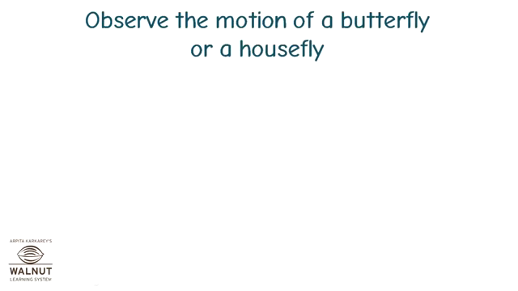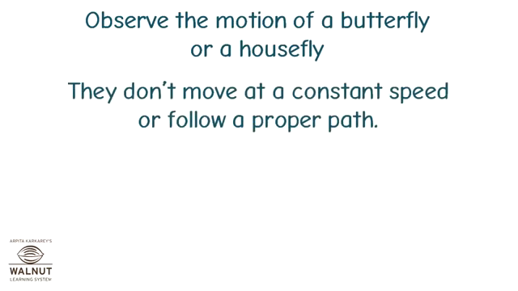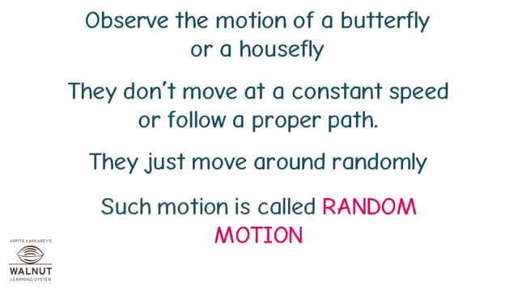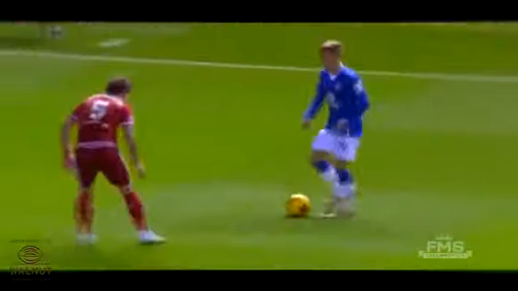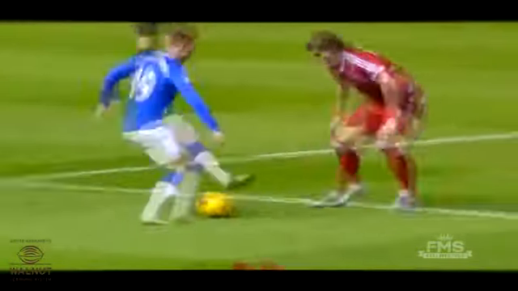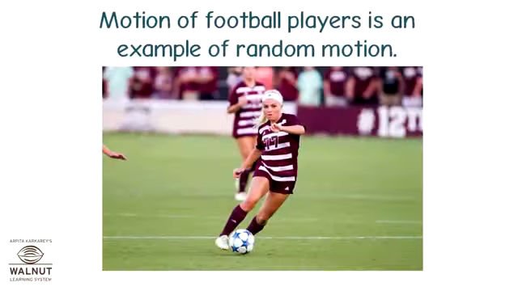Observe the motion of a butterfly or a housefly. They don't move at a constant speed or follow a proper path. They just move around randomly. Such motion is called random motion. Look at how footballers move. You can't predict how they are going to move. Motion of football players is an example of random motion.